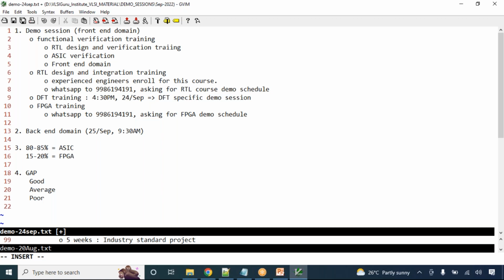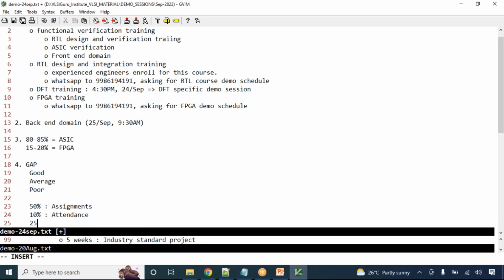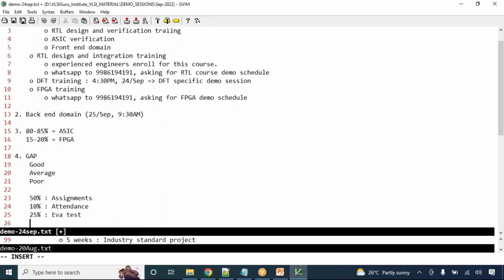Now, how do we do this assessment? We give almost 50% weightage to assignments, 10% to attendance, around 25% to the evaluation test, and around 10% for the rest, though 15% or 30% is actually more important.